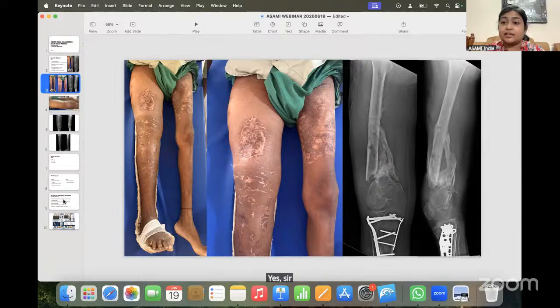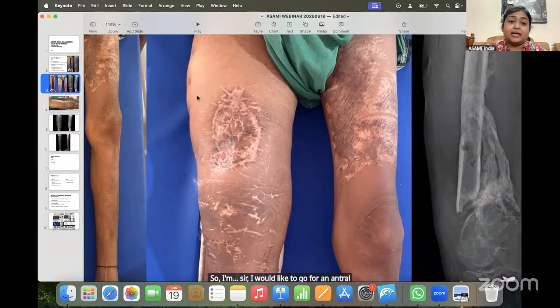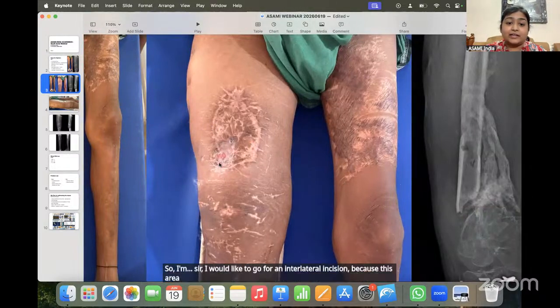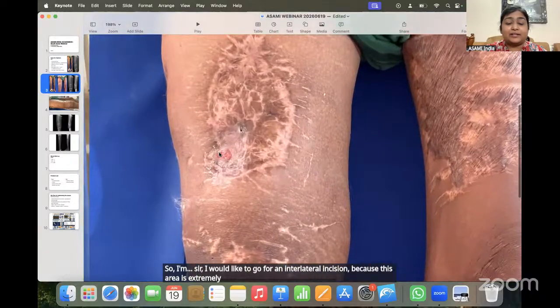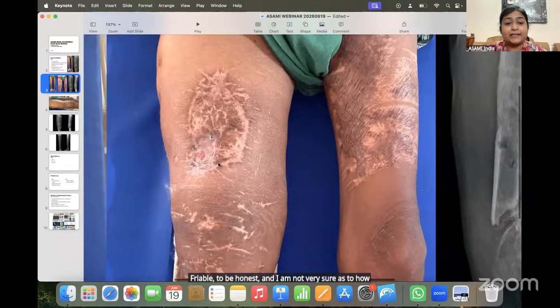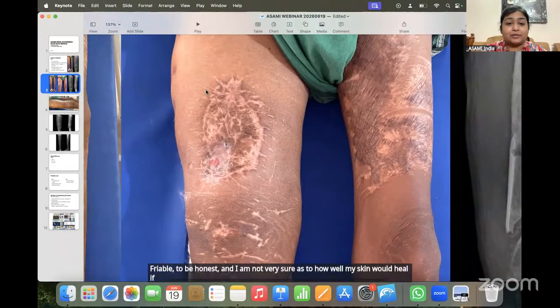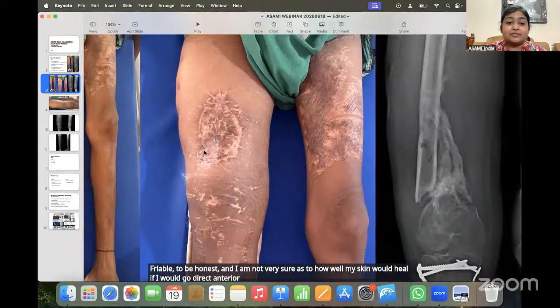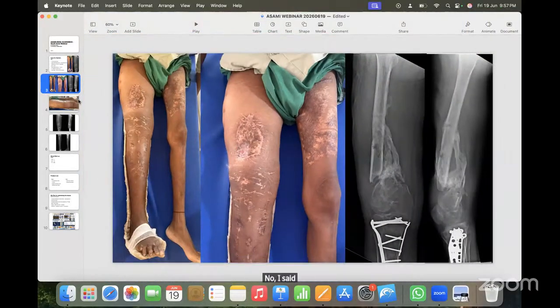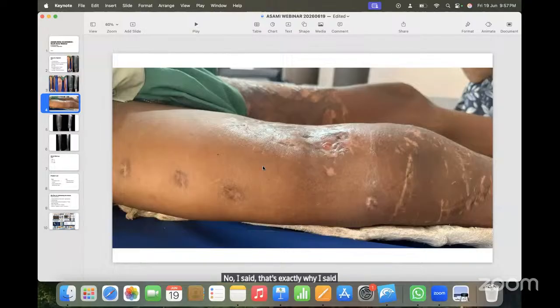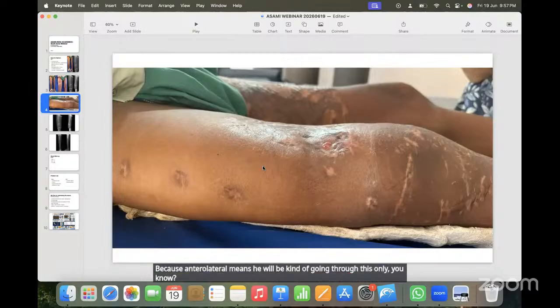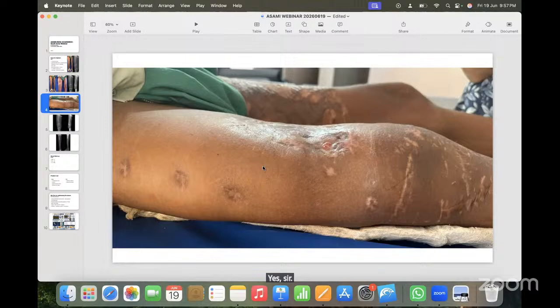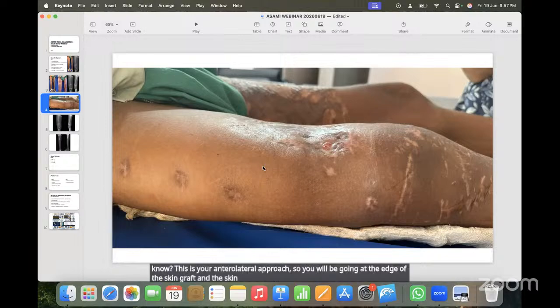Yes, sir. And I would like to go for an anterolateral incision because this area is extremely friable, and I am not very sure how well my skin would heal if I went direct anterior. No, I said lateral. That's exactly why I said, why not go lateral? Because anterolateral means you will be going through this only. No, this is your anterolateral approach. So you will be going at the edge of the skin graft and the skin. If you go a little more posterior, you will still get access.